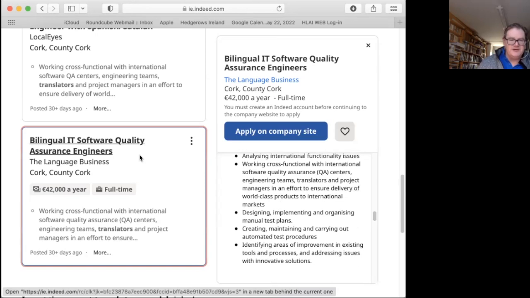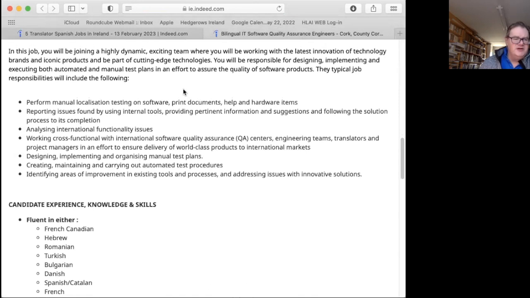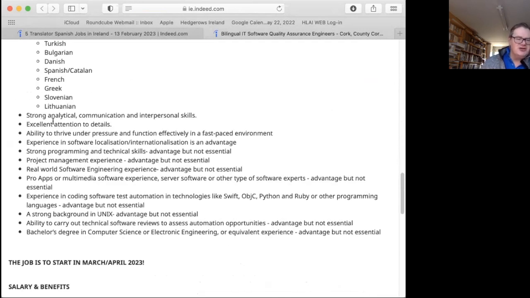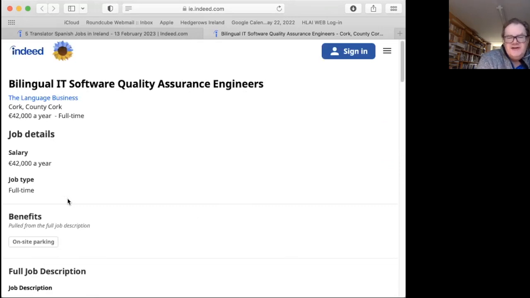In fact, let me just open up a new window. Right. So there we see some information about the job, which is what we're looking to do: perform manual localization testing. Analyzing international functionality issues to do with language, I'm sure. Designing, implementing, organizing manual test plans for testing software. You need to have language, you need strong analytical communication skills, be able to read software engineering, real-world software engineering experience. So you've done some software programming and so on, okay? So that's a job description. That job description is arrived at after the process we've talked about, okay?